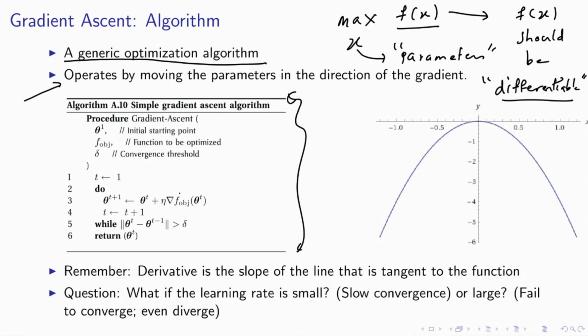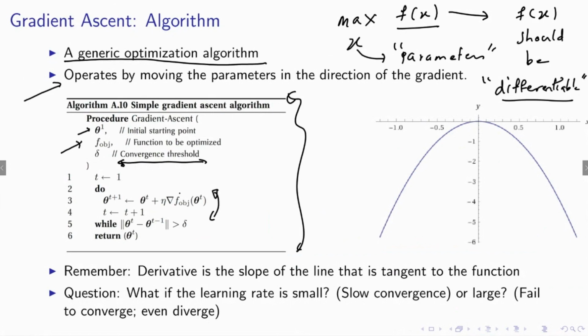The algorithm takes as input an initial starting point, which is the same as in the EM algorithm. So you initialize all the parameters randomly. It also takes the objective function f sub obj that needs to be optimized, and a convergence threshold delta. So if the difference between the current solution and the old solution is less than or equal to delta, then you stop the algorithm. So there are two main steps in the algorithm.